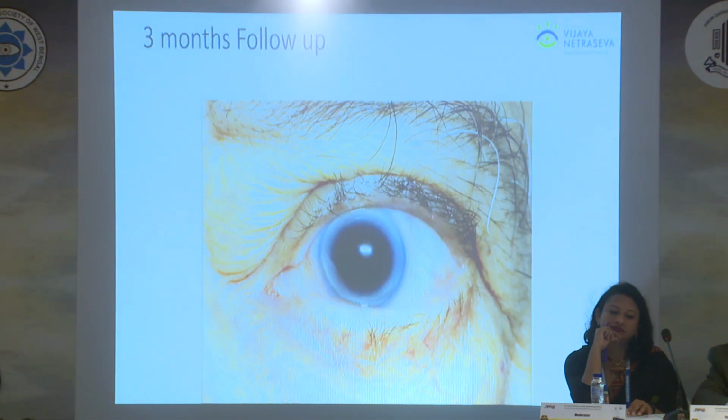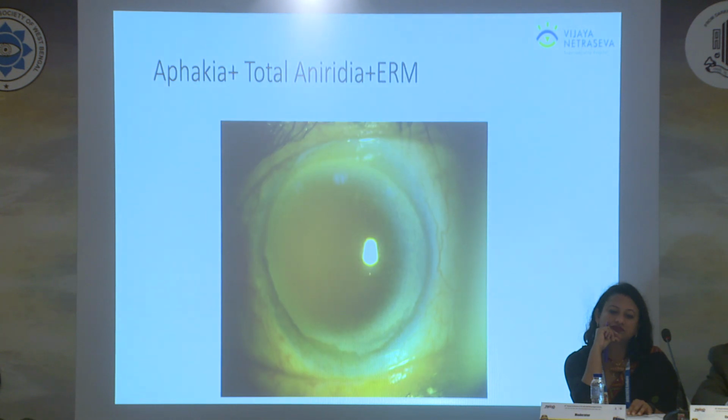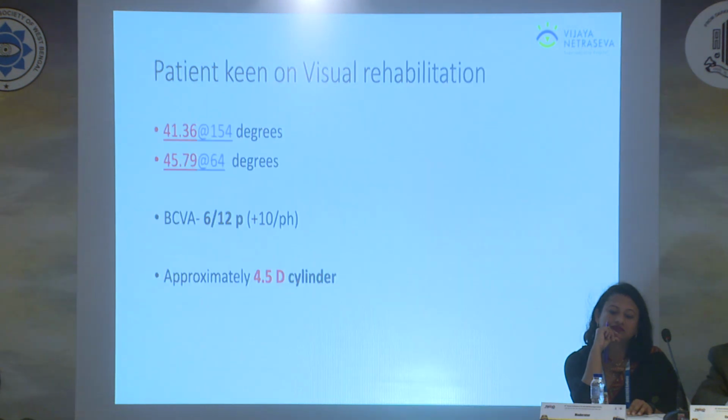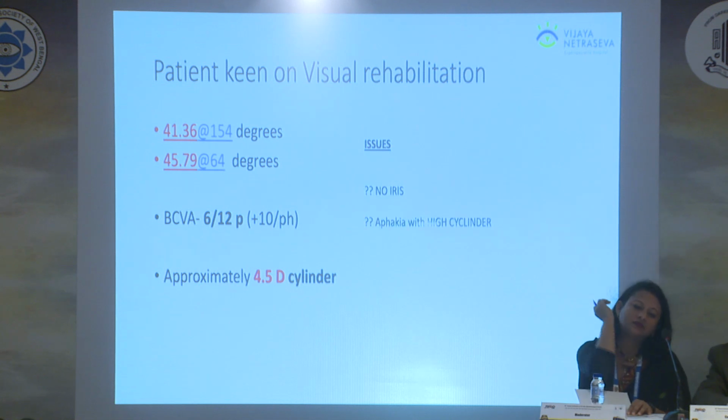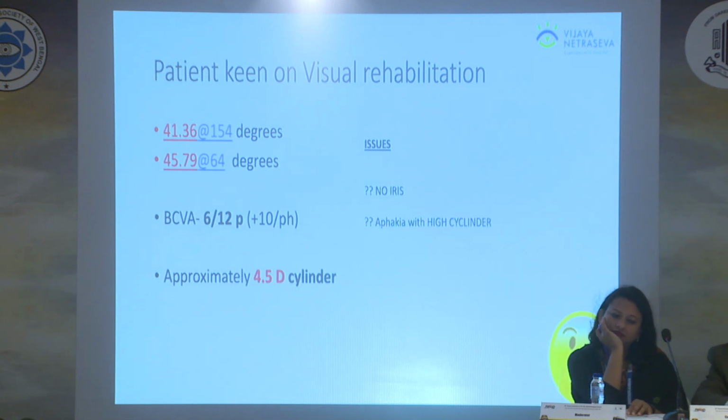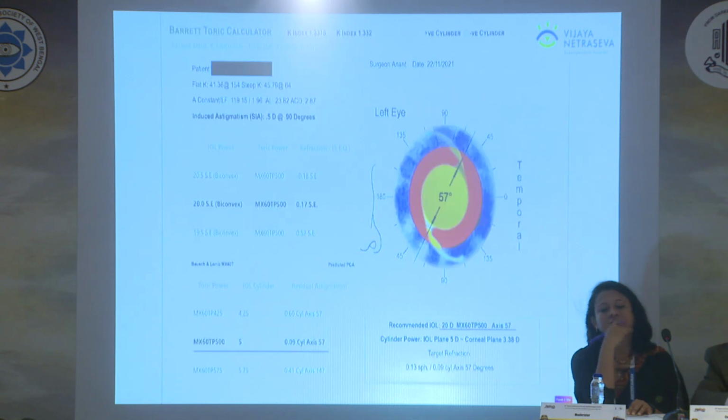At 3 months follow-up, the patient had aniridia, aphakia, and on OCT he had a epiretinal membrane. So the challenges we were facing here was high astigmatism, 4.5 diopter cylinder, but for surviving his BCVA was 6/12 parts. Patient was very keen on visual rehabilitation. So he had no iris and aphakia with high cylinder, so what could be done? So we decided to do biometry, which showed 20 diopter of IOL with almost 5 diopter of cylinder at 57 axis.